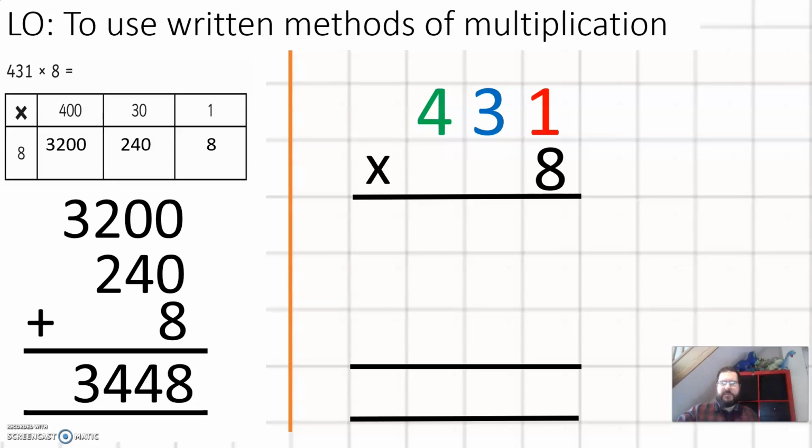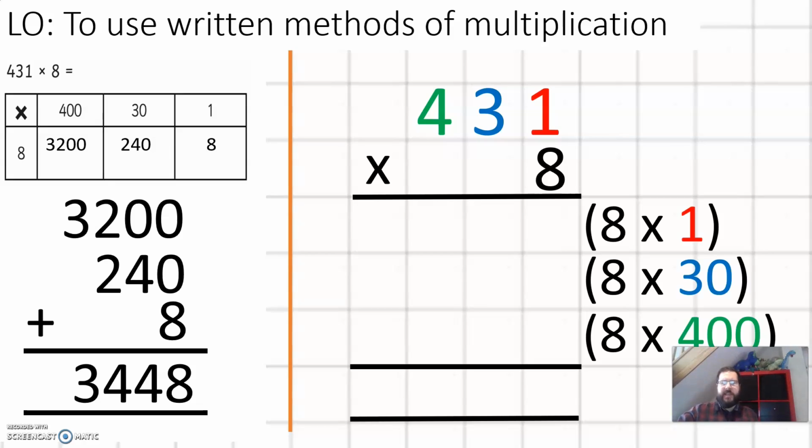So as we said, the first thing we do is partition them up into 3 calculations we're going to do here. So you can see on the first row we're going to do 8 multiplied by 1. On the second row we're going to do 8 multiplied by 30. And on the third row we're going to do 8 multiplied by 400. So the first thing we do, the first one, 8 times 1 is 8. And we make sure that goes into the 1's place value.